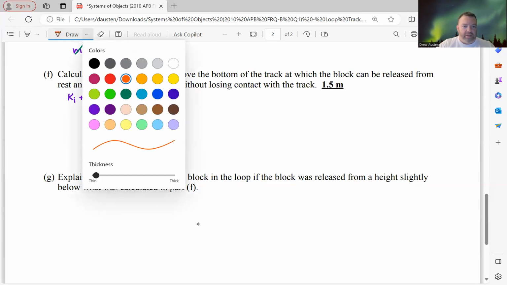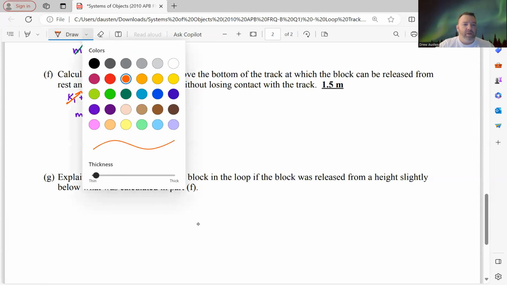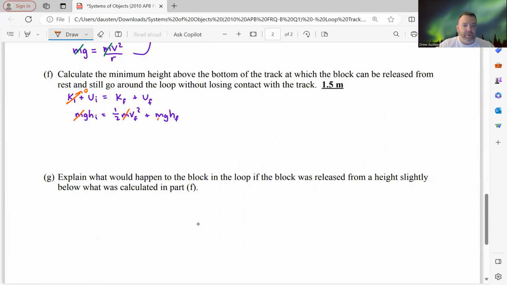So we'll say that the initial kinetic energy is 0, and nothing else in here will equal 0, because we need to release it from some height. It's going to be moving at the top of the loop, and it has height at the top of the loop. So let's plug in the formulas. We have m g h initial is equal to 1/2 m v final squared plus m g h final. We can cancel out the m's in every term. And in this case, we are going to be solving for that initial height, h_i.